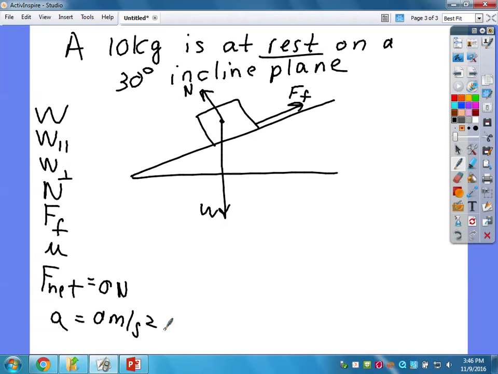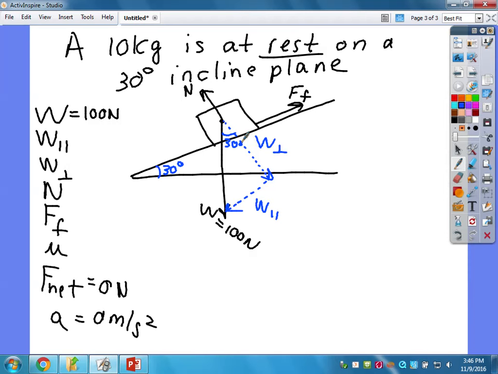I have a 10-kilogram box, so the weight will be 100 newtons. M times g, 100 newtons. So now, though, where do I go? And obviously one of the big mistakes I see people do is they'll go, normal equals 100. No, it doesn't. We need to draw out our components. So, let me draw my angle in here, 30 degrees. I draw opposite of the normal force, and then down to the weight vector. This is my perpendicular weight. This is my parallel weight. This is 30 degrees at the top.